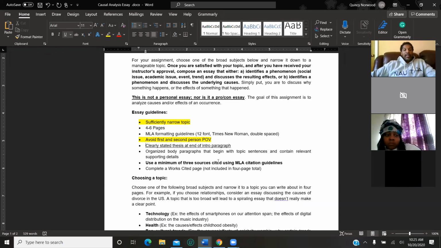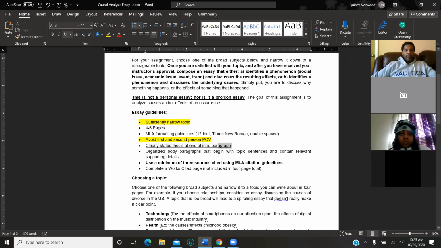Something else that's a little bit different: you need a clearly stated thesis statement at the end of your intro paragraph. Even though the draft isn't due until two weeks from now, I want you all to begin thinking about your thesis statement as early as possible. I will give you some guidance on creating thesis statements, but off the top of my head, make sure your thesis statement doesn't make an announcement of intent.